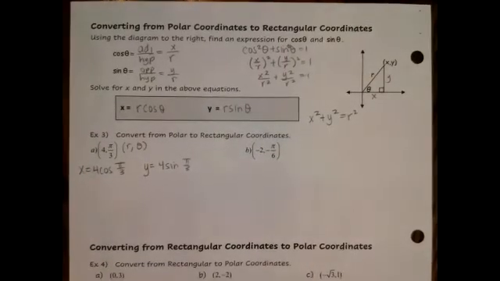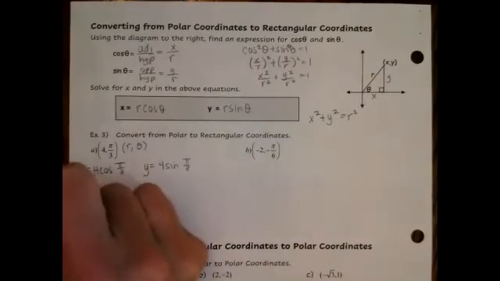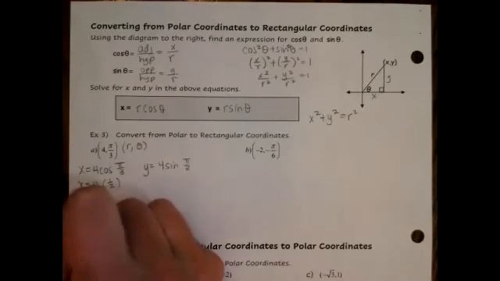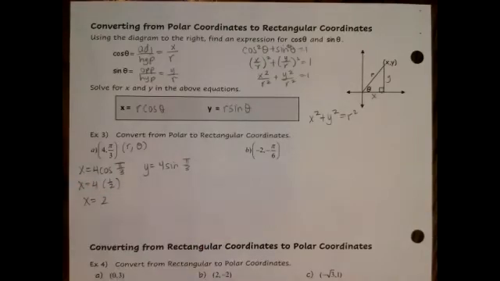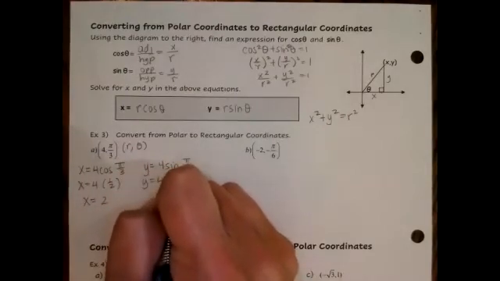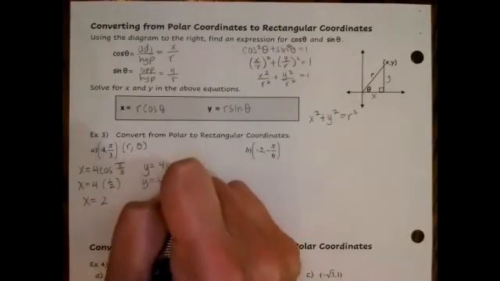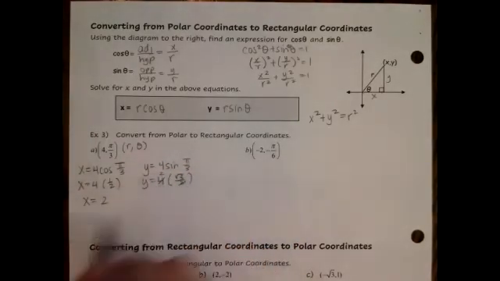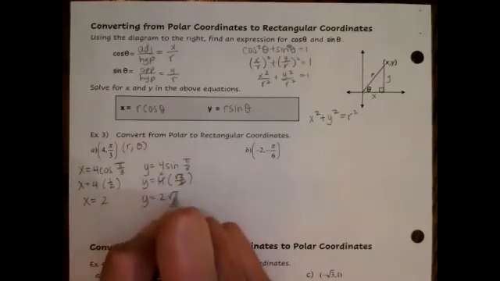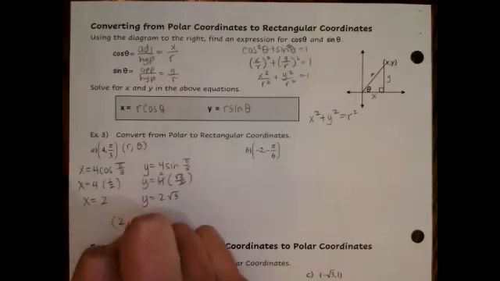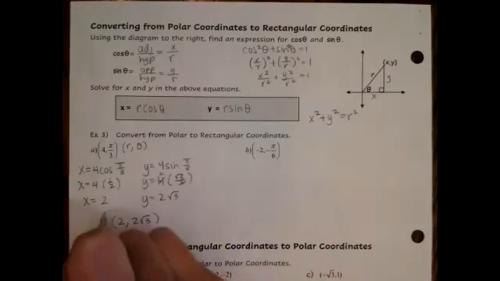You got to go back and think about that unit circle now. And so the cosine of pi over 3 on the unit circle is 1/2. And so 4 times 1/2 is 2. In this case, the sine of pi over 3 is the square root of 3 over 2. And so this 2 would reduce this to 2. And so we get y is equal to 2 root 3. And so our ordered pair is 2, 2 root 3.